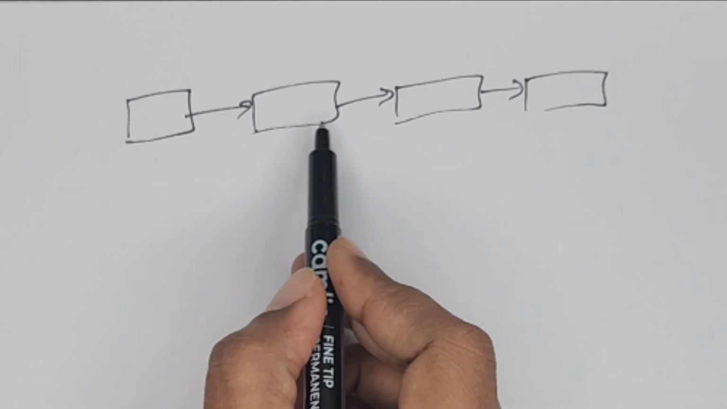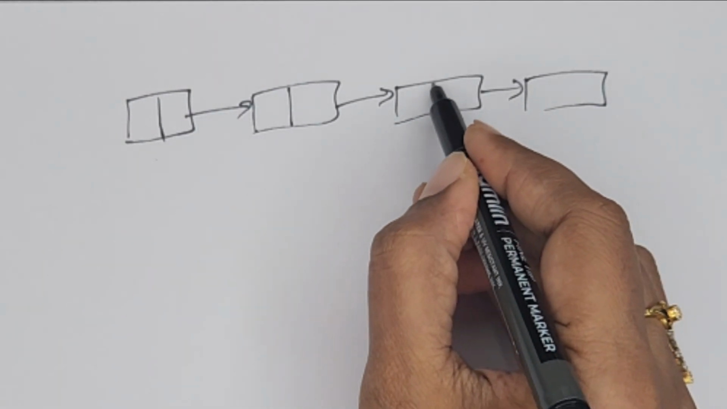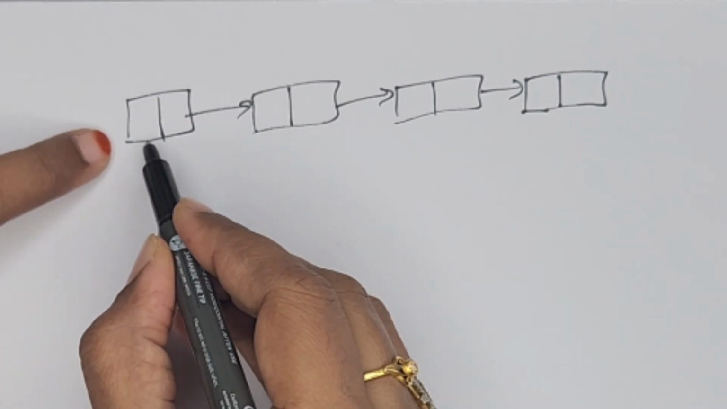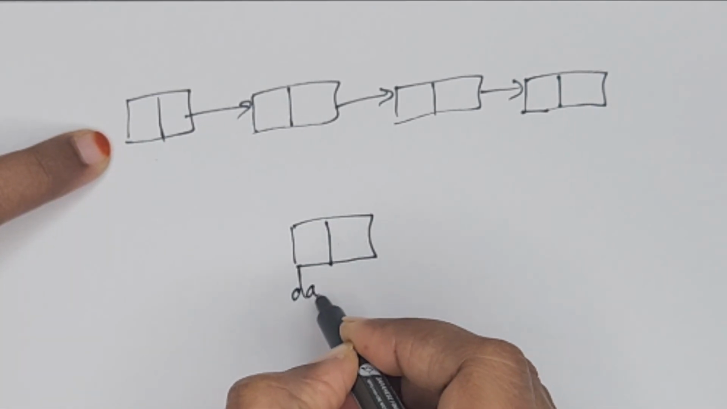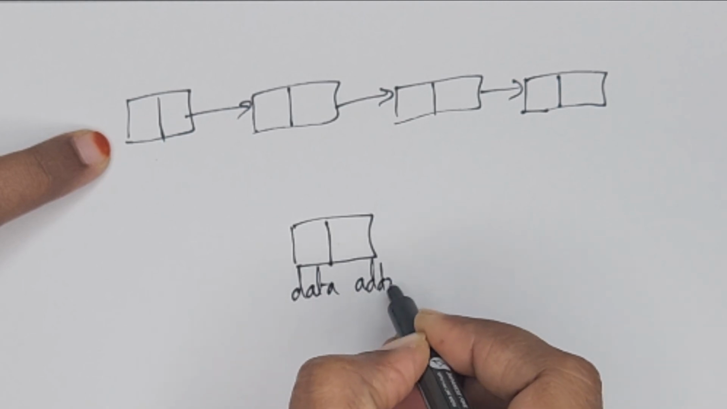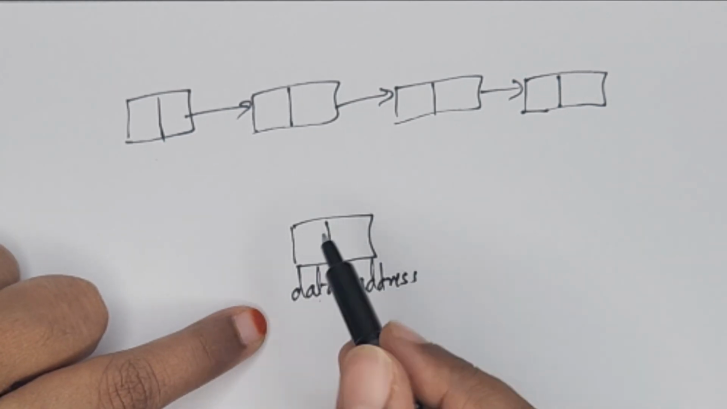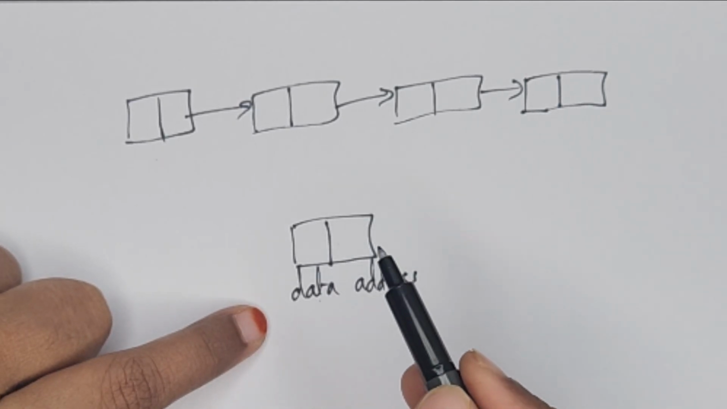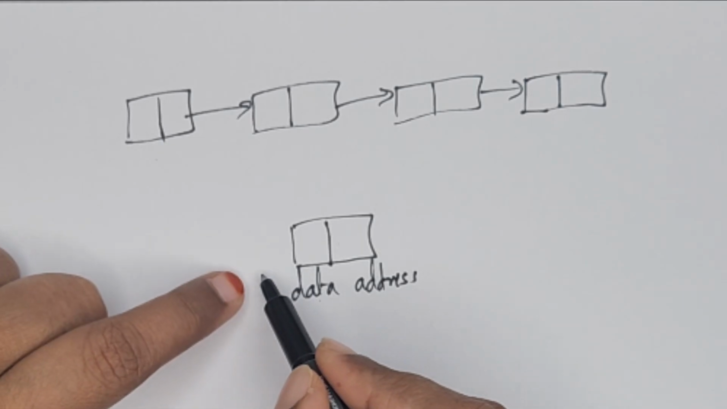So a linked list means a collection of nodes. A node means a collection of data and an address. Just listen: there are two parts in a node. One is data and the other is the address of the next node. And the data part doesn't mean only one element. Most people think data means only one value we have to store. No, you can store n number of elements.